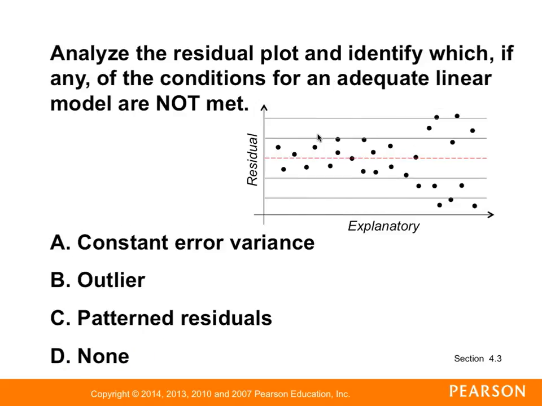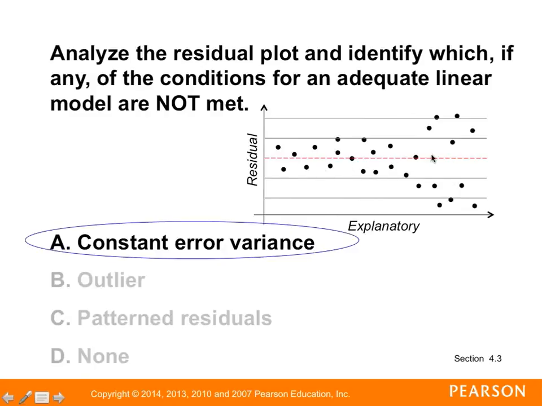And then let's take a look at this. Let's analyze the residual plot and identify which, if any, of the conditions for an adequate linear model are not met, so any issues that might exist. If we look at this, we have values that are fairly consistent. And then towards the end, we have these values that are very far from our baseline right here. So it does not actually look like there is a constant error variance. So for this one, that is going to be the issue, that the errors vary by a significantly larger amount at the end.